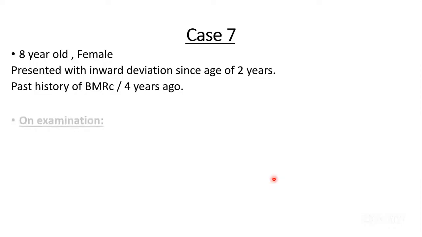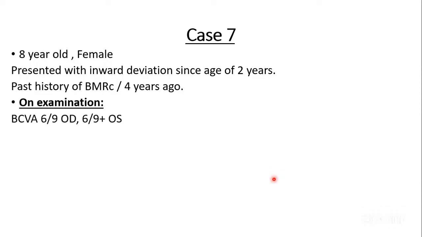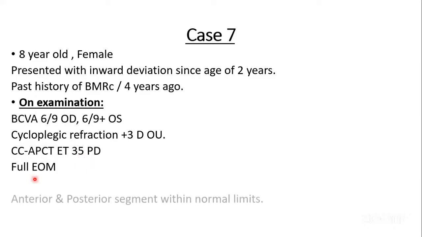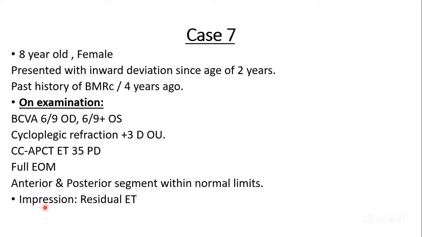So this is a case of an 80-year-old female presented with inward deviation since the age of 2 years. She had a past history of bilateral medial rectus recession 4 years ago. On examination, vision is good, 6/9 in both eyes. Cycloplegic refraction +3. With glasses, the patient still has a residual angle of 35 prism diopters esotropia. Full extraocular motility. Anterior and posterior segments normal. Impression: residual esotropia. So what can be done in this case?